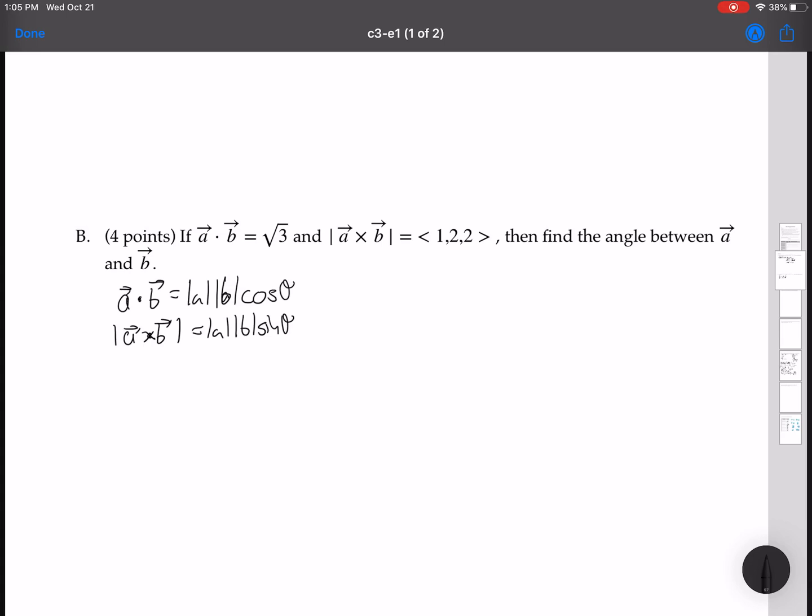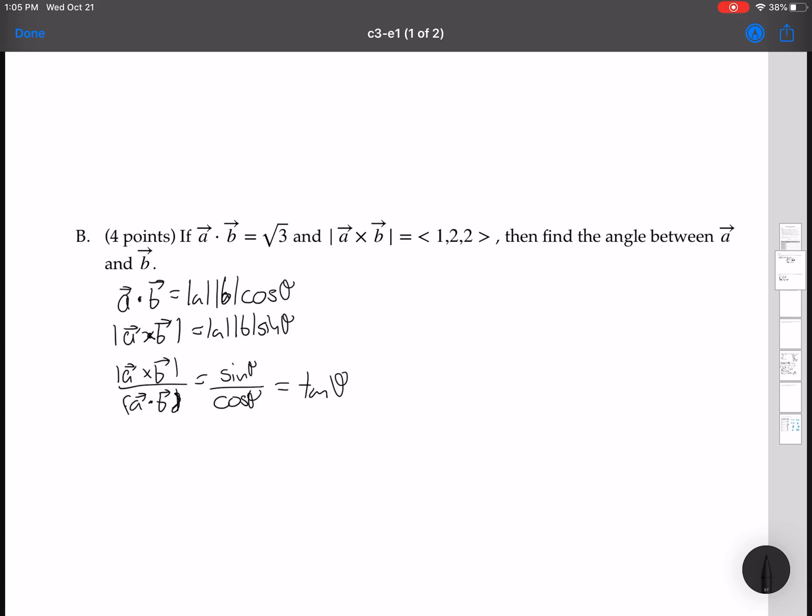So we put the cross product over the dot product, and the magnitudes cancel. That's the magnitude of the cross product, because we're dealing with scalars. So those two magnitudes cancel out, and we're left with sine theta over cosine theta, which is tangent of theta.